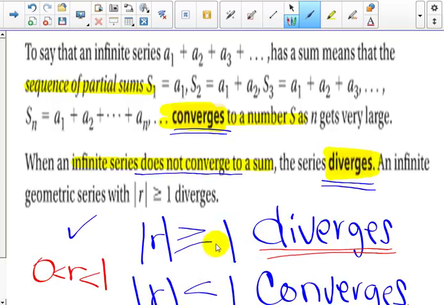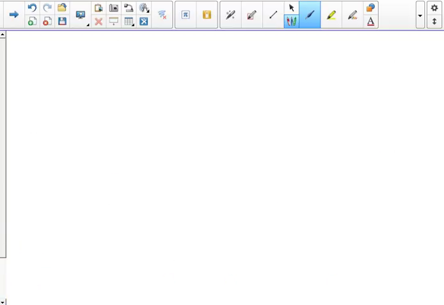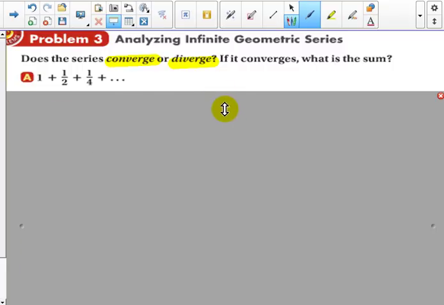I guess we can remember it like this. Greater than 1 is the greater letter. D is greater than C, right? Greater than 1, diverge. Less than 1, so it's the lesser letter, C.